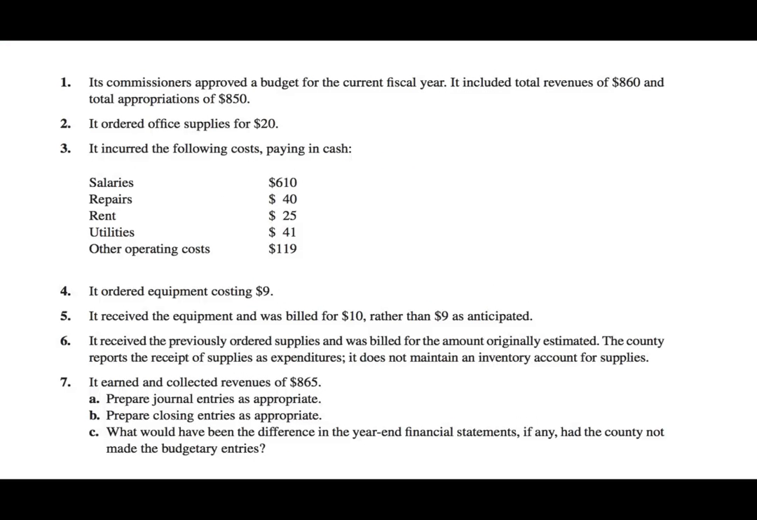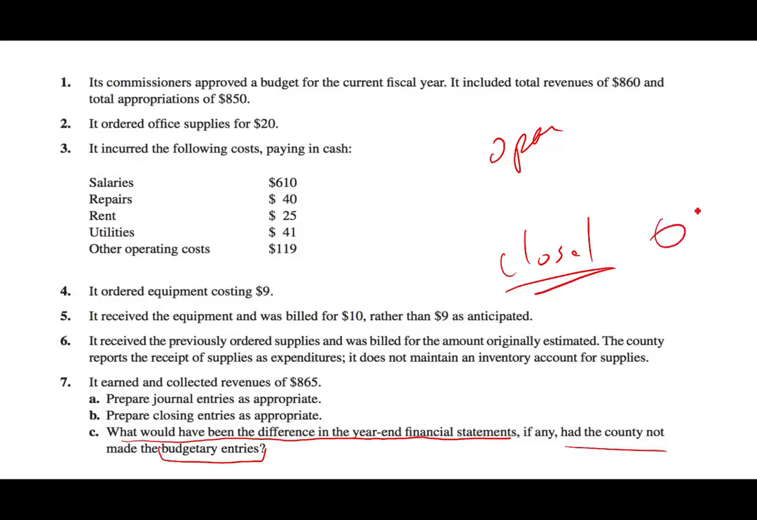journal entries. Would there have been a difference in the year-end financial statements if the county had not made the budgetary entries? So what they're saying is, if we did not make the budgetary entries, would it have made any difference? Really, there's no difference, because remember, we open the budget, then we close it. So the effect on the financial statement is nothing, zero, because the budget accounts are closed.